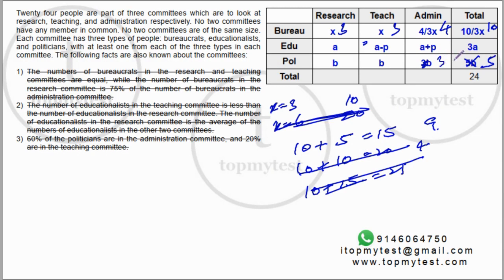So this should be 3. This should be 1. This should be 1. Okay. 10 plus 5 is 15, which means this total should be 9. So 3A is 9, so A should be 3. So this total should be 7.